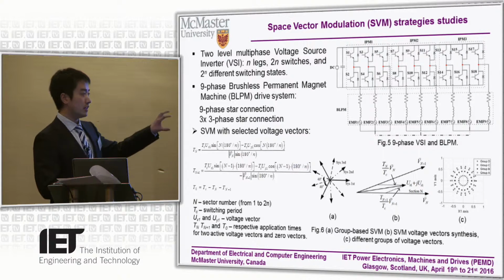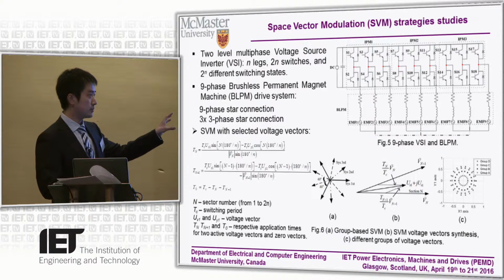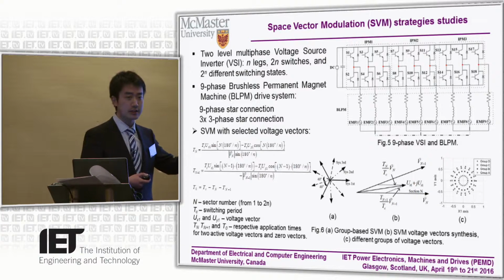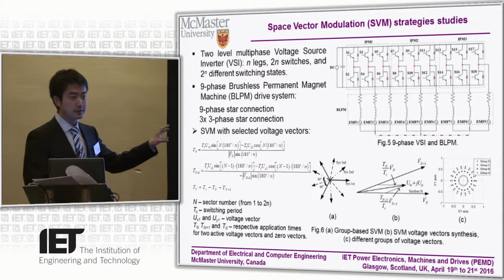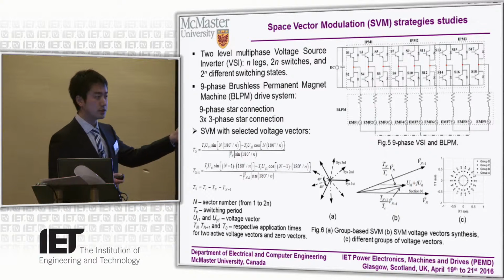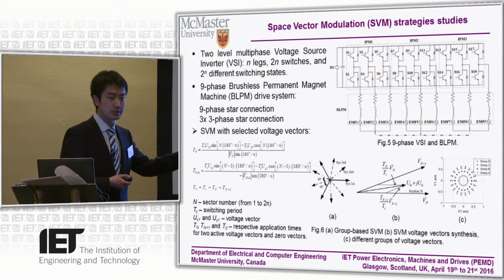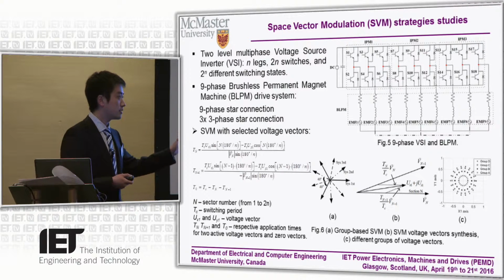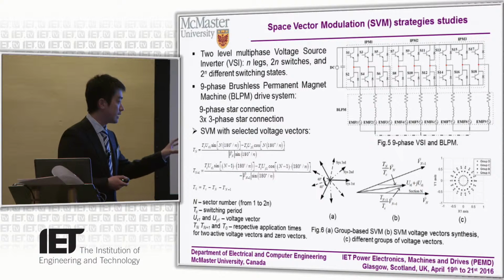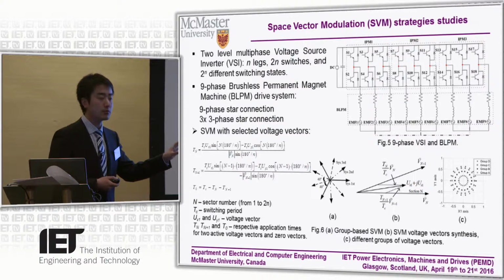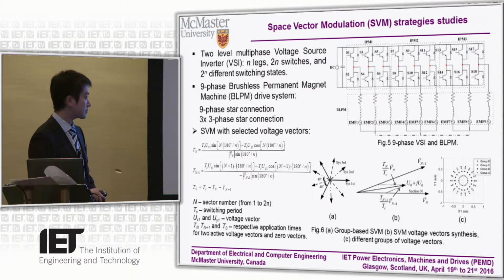If we shift the 3-phase system by 40 degrees electrical, we can get the second set of the 3-phase system. And if we continue to shift the system by 40 degrees, we can get the third set of 3-phase systems. And these 3-phase systems are combined to make one 9-phase system.